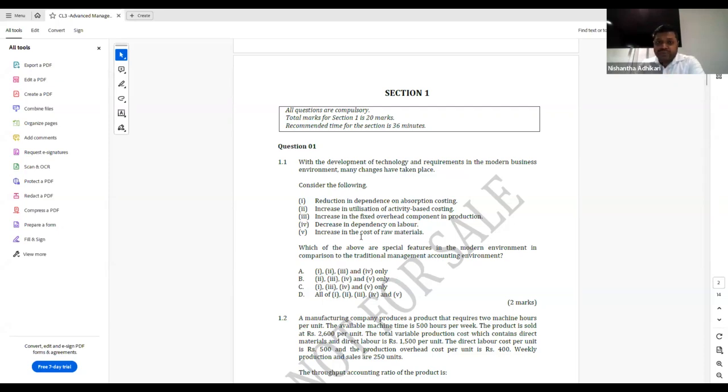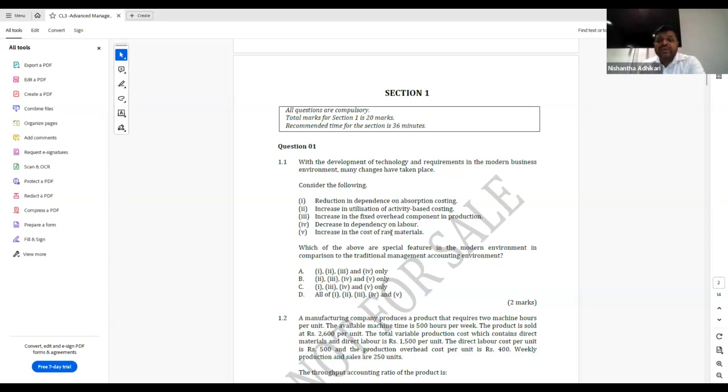We have to identify which of these five are correct. First one, reduction in dependence on absorption costing. They are more focused on activity-based costing, so you can consider it a change. That is correct. Number two, increase in utilization of activity-based costing. Instead of absorption, we are using activity-based costing. That's correct also. Third, increase in the fixed overhead component in production cost. Is it accurate? Yes, because most of the production process is being automated, labor requirement will reduce, and you can see a decrease in dependency on labor. That is also correct.